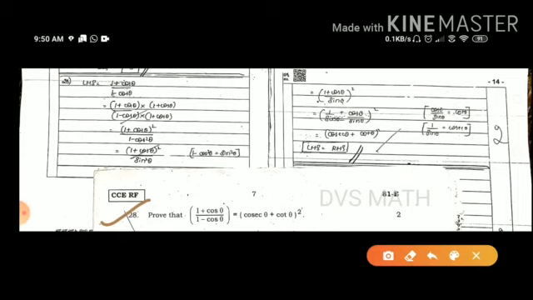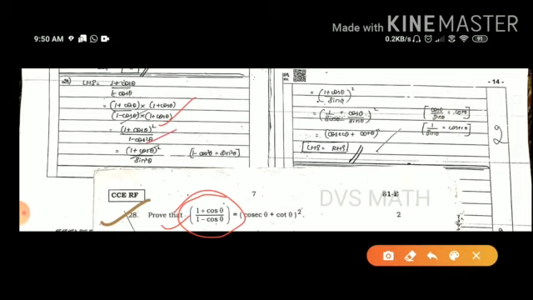So next, question 28 is related to trigonometry, proving identities. Prove that (1 plus cos theta) by (1 minus cos theta)... So here, if it is like this, definitely you have to rationalize the denominator. So take LHS, rationalize the denominator, you will get.